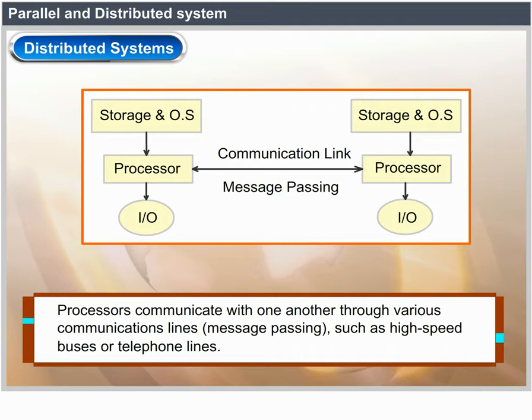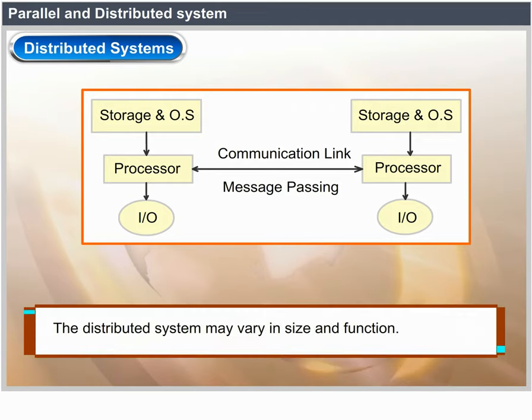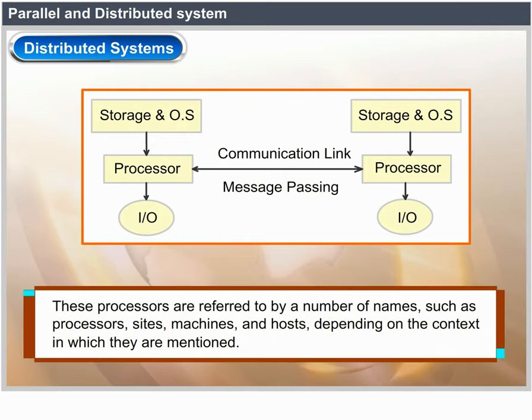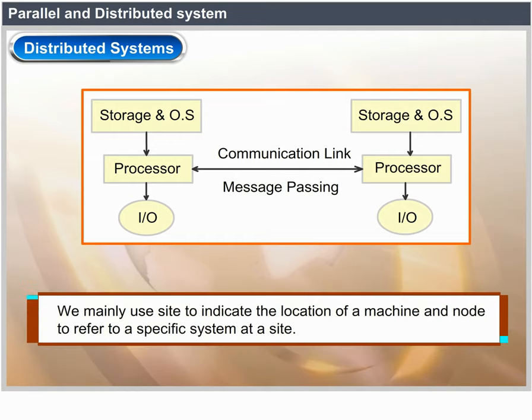Distributed systems may vary in size and function. These processors are referred to by a number of names such as processors, sites, machines, and hosts, depending on the context in which they are mentioned. We mainly use site to indicate the location of a machine and node to refer to a specific system at a site.